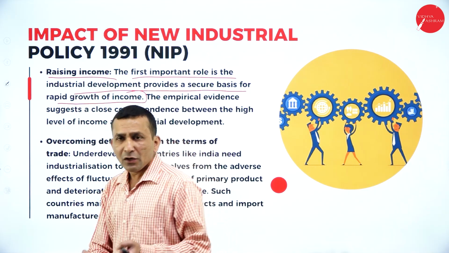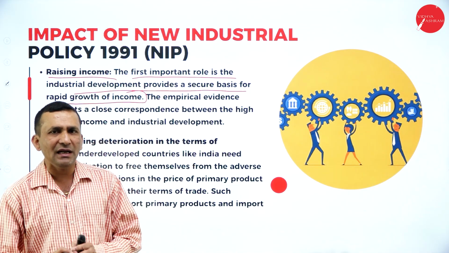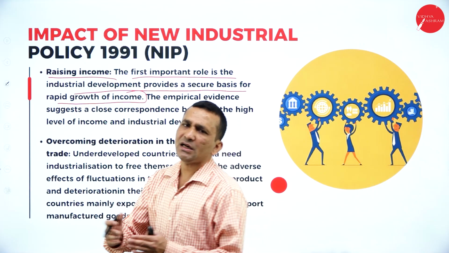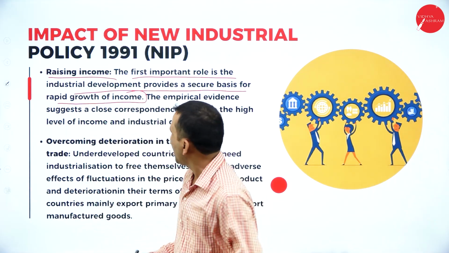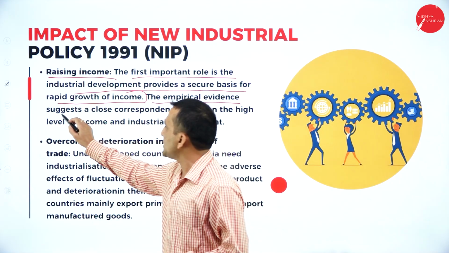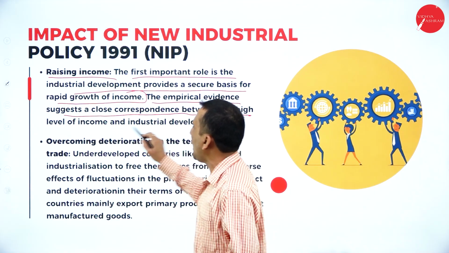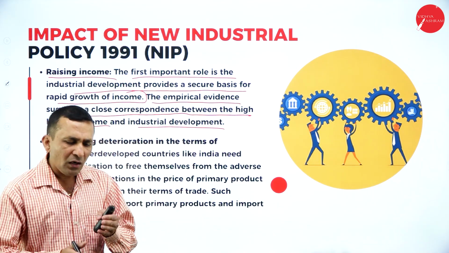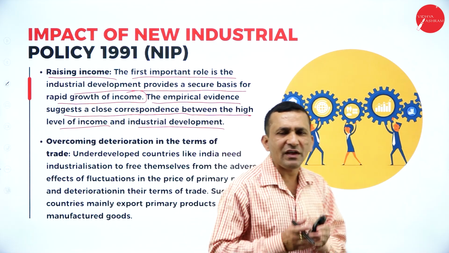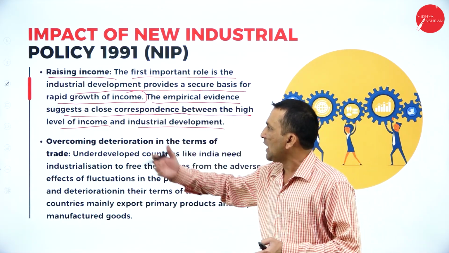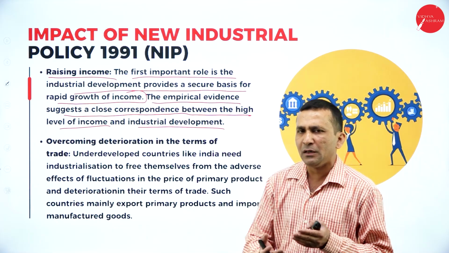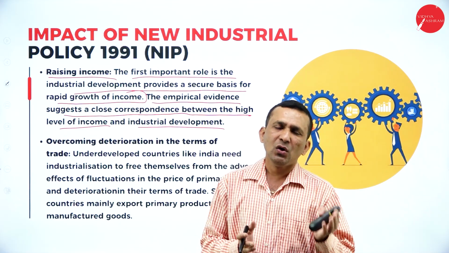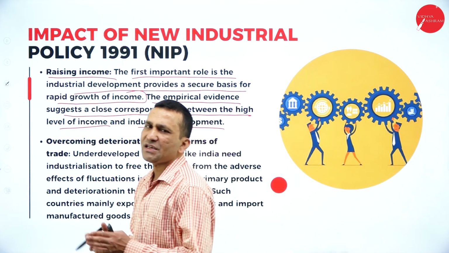of income, because when only limited industry is located, income generation cannot be possible. So if the number of industries increases, of course the income level also increases. The empirical evidence suggests a close correspondence between the high level of income and industrial development. So here we are finding evidence. Industry can be classified into three types: small scale, medium scale, and large scale.